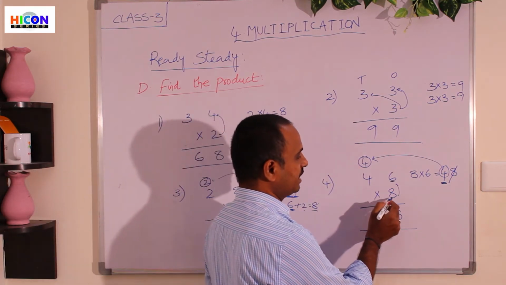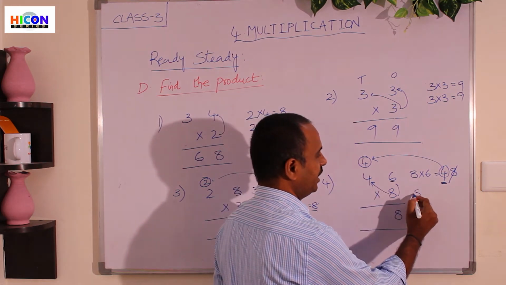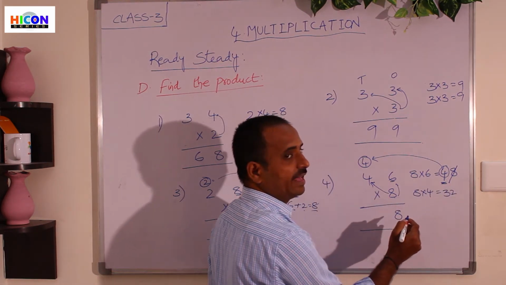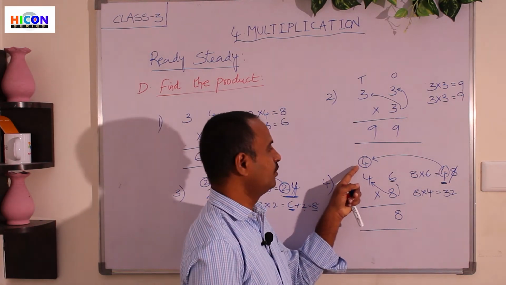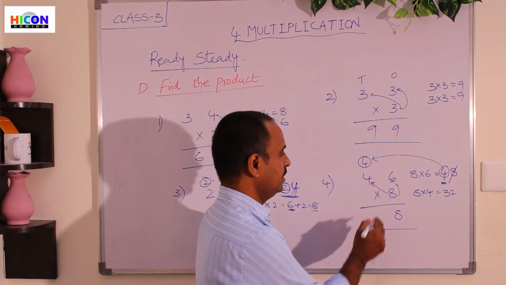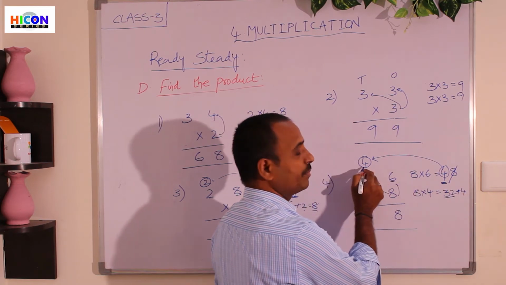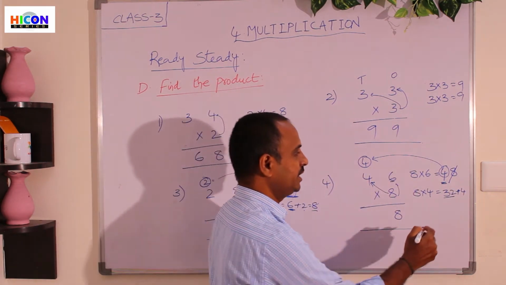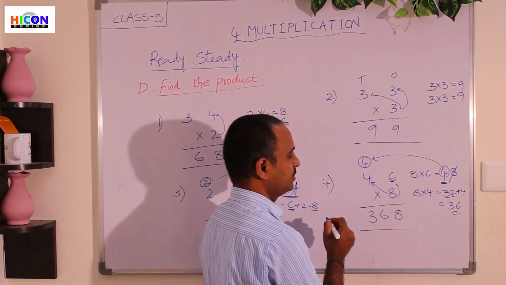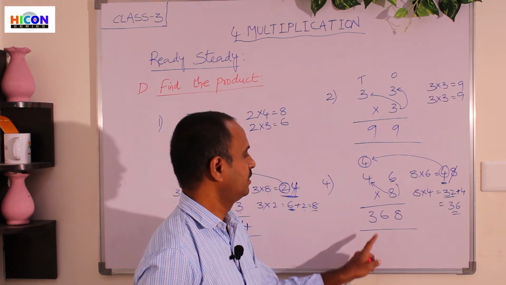So next multiply with the tens place. 8 4s, children, how much? 8 4s are 32. And again there is a number carried here. How much is carried? 4 is carried. So add that carried number to the product. 8 4s are 32 and add 4, because there is a carried number 4. So 32 plus 4 is 36. So write 36 here. So the product is 368.